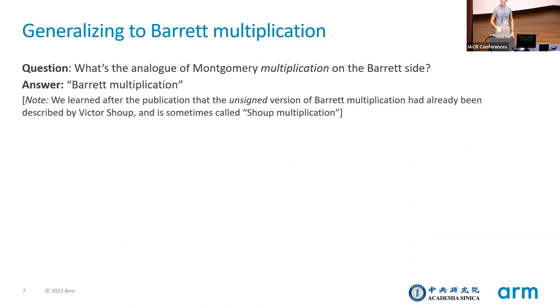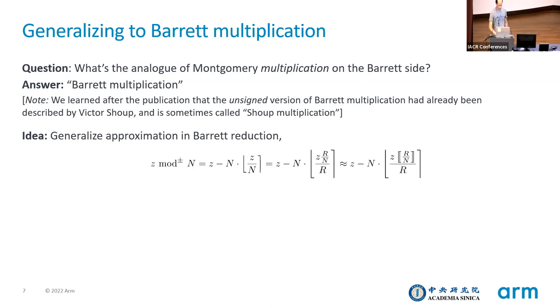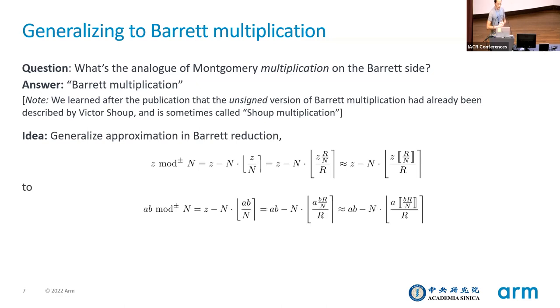And we are using it in the signed context, but the idea is very simple. Let's just recall what we did in the classical Barrett reduction. We did this two-step approximation of Z over N. And let's just say Z is now the product of two numbers, Z is AB. Then we can slightly tweak this to make the approximation a little bit better by pulling one of the factors, the B, into the pre-computed approximation R over N. So see, the second line is almost the same as the first with Z equals AB, but not quite, because we pulled the B into the approximation.